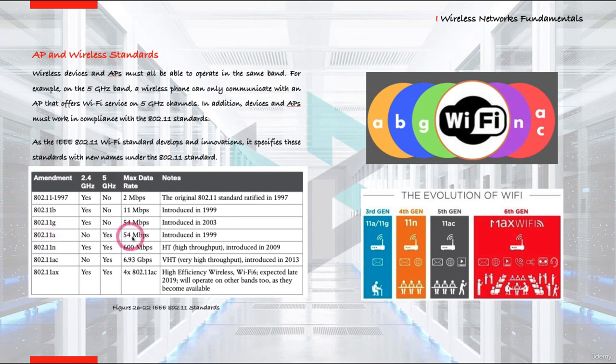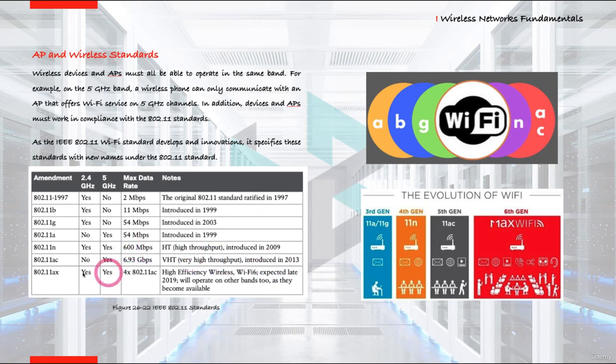which was released in 1999 but did not become very popular because it was on the 5 GHz band and the majority of devices on the market supported 2.4 GHz. Then in 2003 they released 802.11g, which supported 2.4 GHz and likewise provided 54 megabits per second speed, after which in 2009 the 802.11n standard was approved, which was a nice standard that worked on both the 2.4 GHz and 5 GHz bands, which could reach speeds of 600 megabits per second.